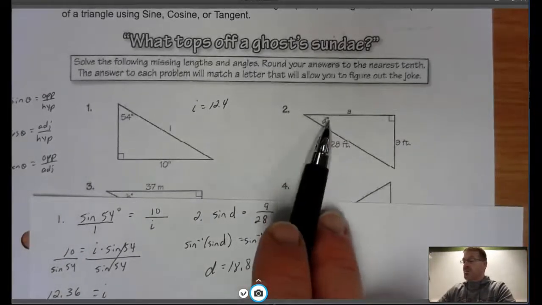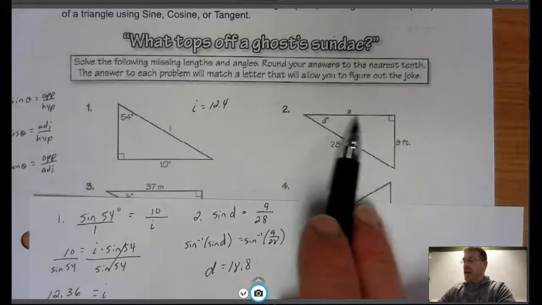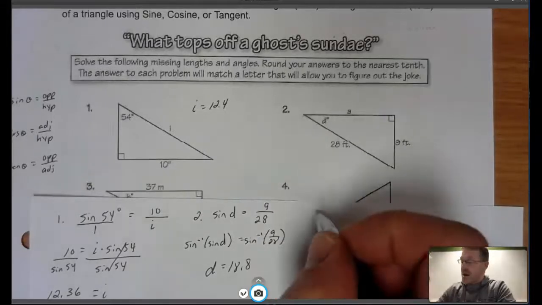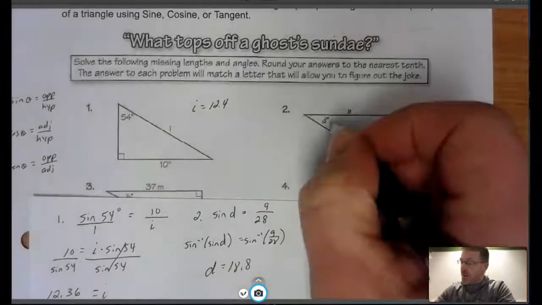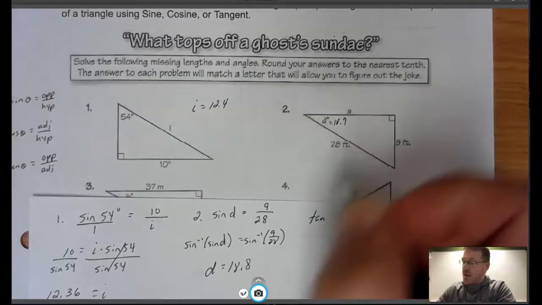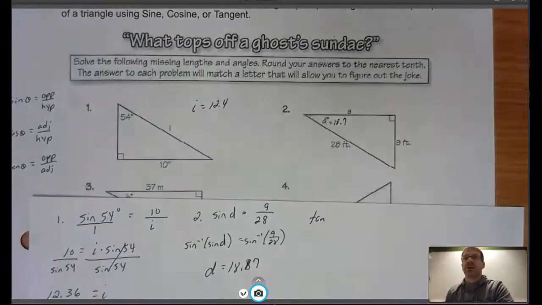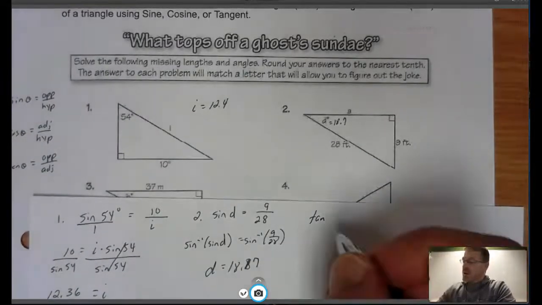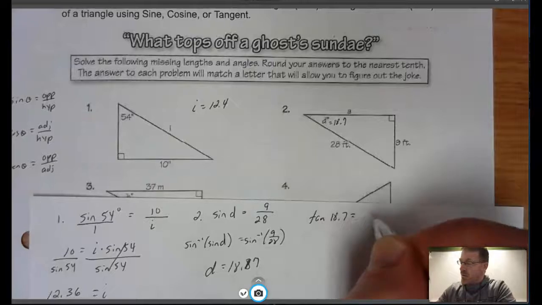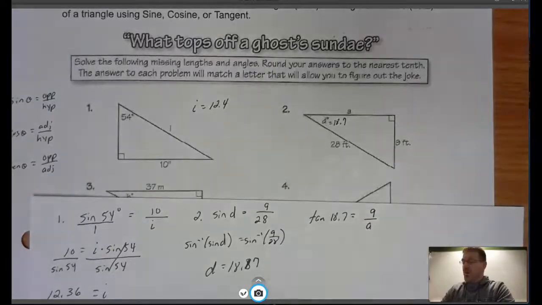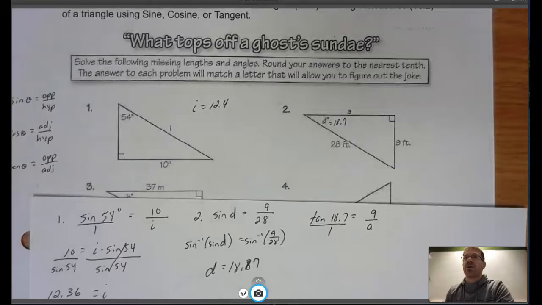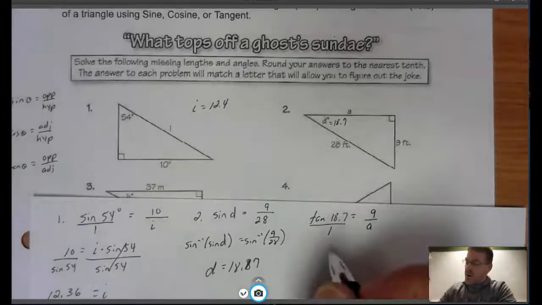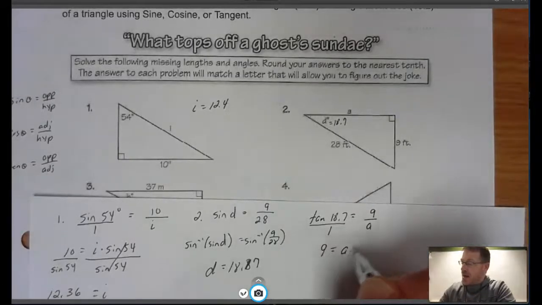I'm going to use tangent because I have the opposite side and A is the adjacent side. So I'm going to say tangent, and once again, we know this is 18, and we'll say 18.7 since that's what it said below, so we're going to change that to 18.7. So tangent of 18.7 equals 9 over A. And then once again, we can make this a proportion by putting the left side over 1. We can cross multiply: 9 equals A times the tangent of 18.7.